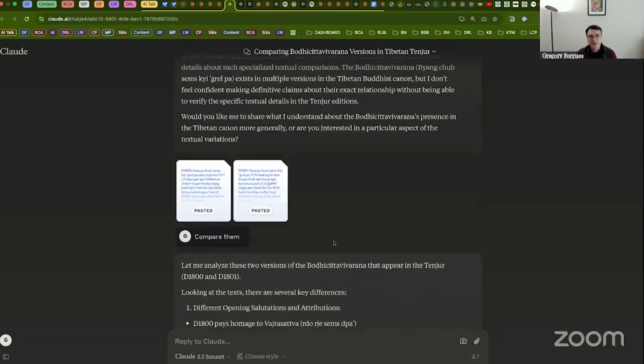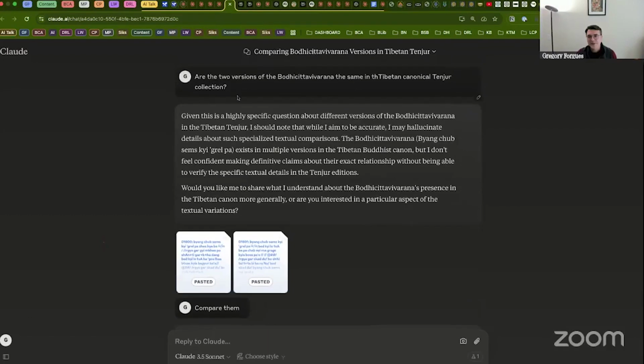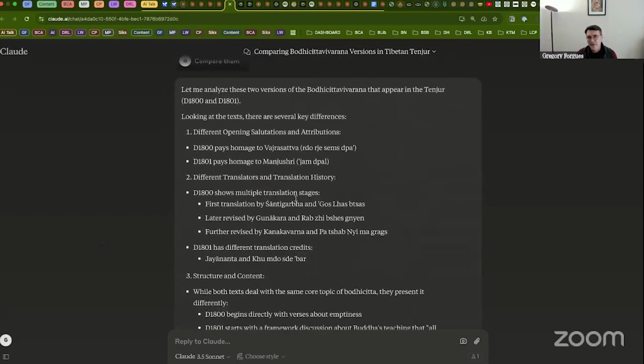So, a little prompt here, very short. And on the fly, you see, the model is answering: let me analyze these two versions of the Bodhicitta Vivarana. An important text by supposedly Nagarjuna, probably the later Nagarjuna. It's a very interesting text, actually.